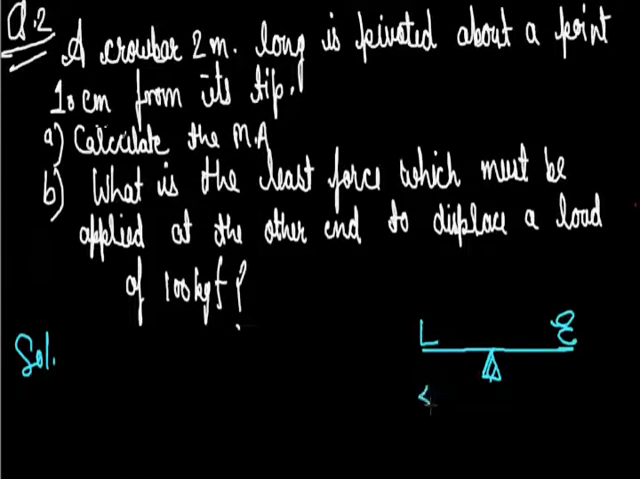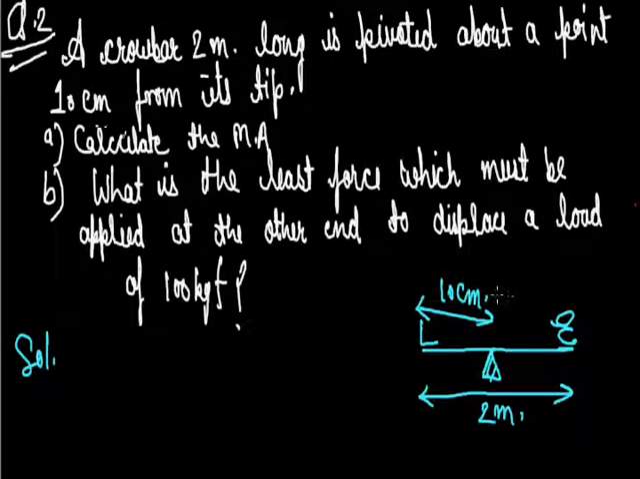Okay, since full length of crowbar is given, 2 meter, and it is given that load arm is 10 cm. Why load arm is 10 cm? Because it is fixed about a point 10 cm from its tip. So load arm is given 10 cm. Now what will be effort arm? It will be 2 meter, means 200 cm. So it will be 190 cm.